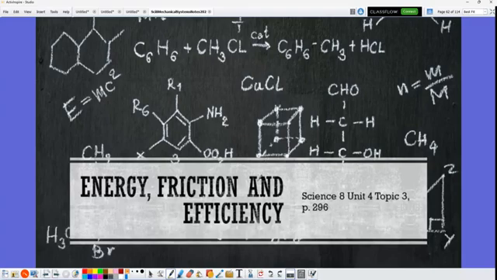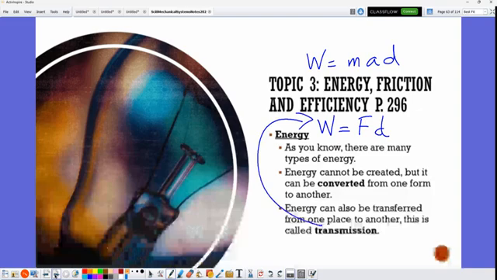Okay, grade 8s. Here are the Unit 4 notes, Topic 3: Energy, Friction, and Efficiency. We went through some formulas. Work equals force times distance, but once again, force is mass times acceleration. So you can get a derived formula: work equals mass times acceleration times the distance.